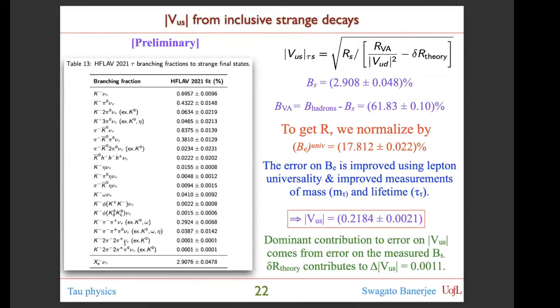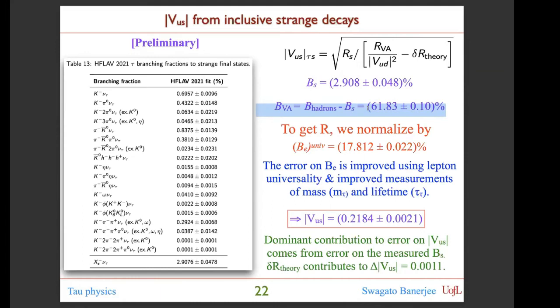So here is how the measurement proceeds. We average all the measured strange branching fractions in the HFLAV, and from that we obtain this quantity, the strange branching fraction, inclusive of all different final states. And then we also measure the non-strange by averaging all the known measured quantities.